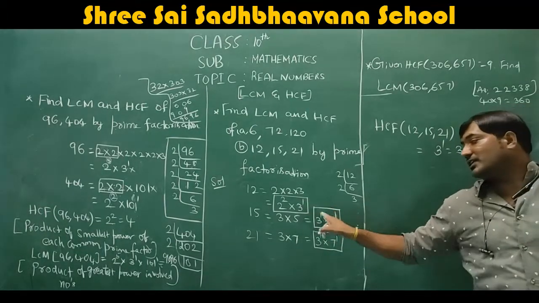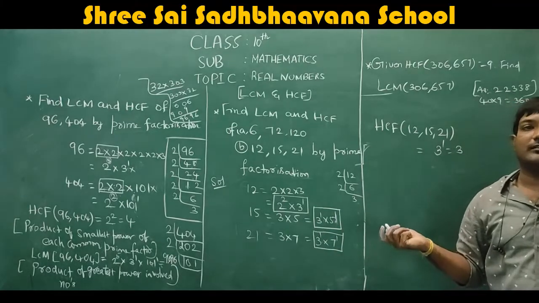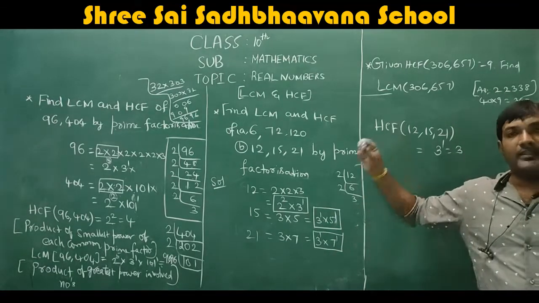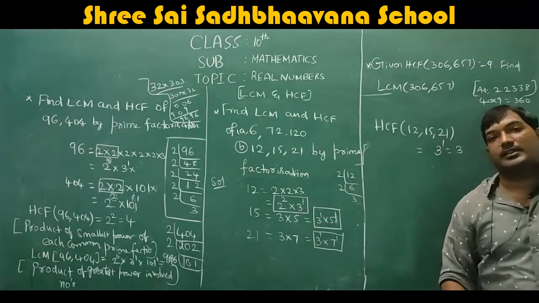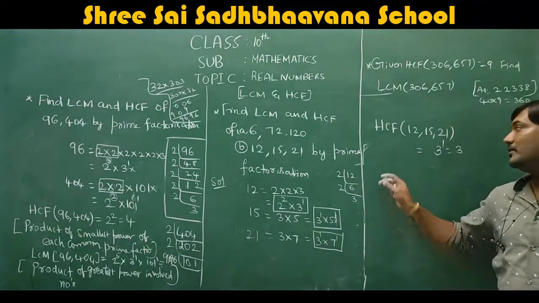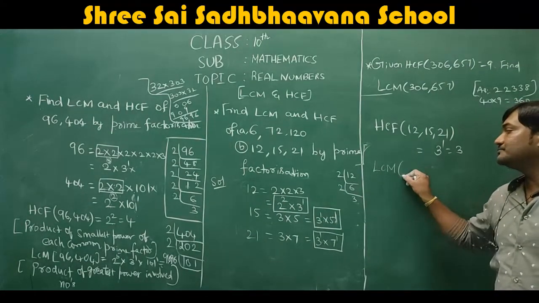What I did was take the common number in all three expansions, which is 3. What is the lowest power of 3? Nothing is lower than 1, so we have 1 as the only power there. That is the lowest power, so write it as 3 power 1. So, LCM.